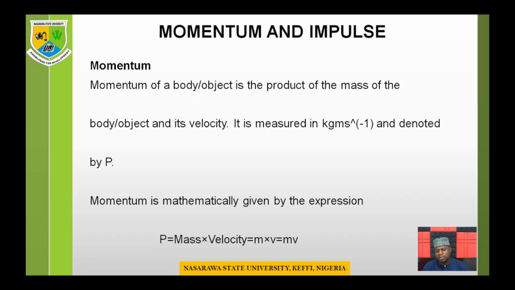Momentum is mathematically given by the expression P is equal to mass times velocity, because we know that product simply means multiplication. So momentum is mass multiplied by velocity, and as we all know, mass is denoted by m and velocity is denoted by v. So momentum is simply put P is equal to mv.